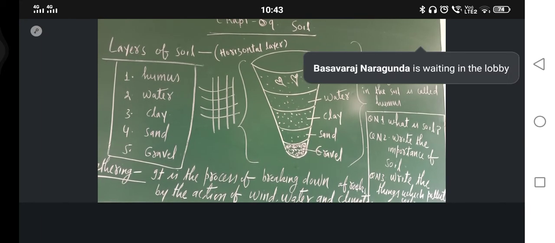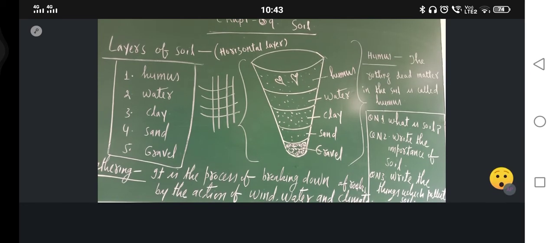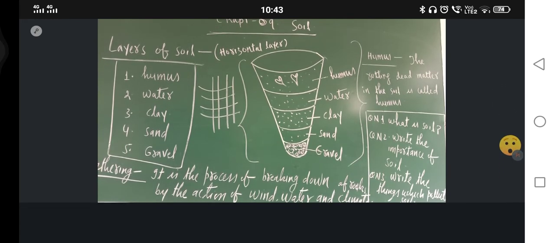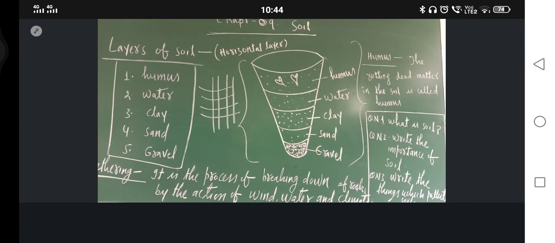Now rocks, by the action of wind, water, and climate, are degrading and breaking into pieces, and those pieces are forming the soil. So what we can say is that ultimately the nature of soil depends upon the rocks it is made up of. Okay, and now try to understand.